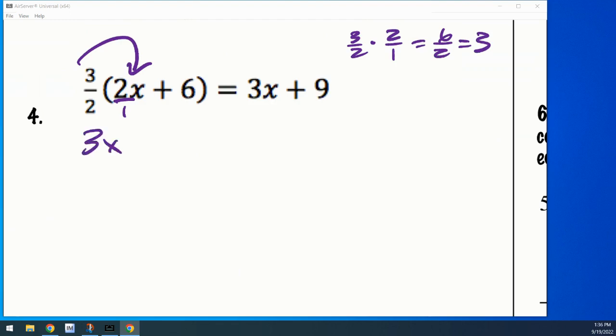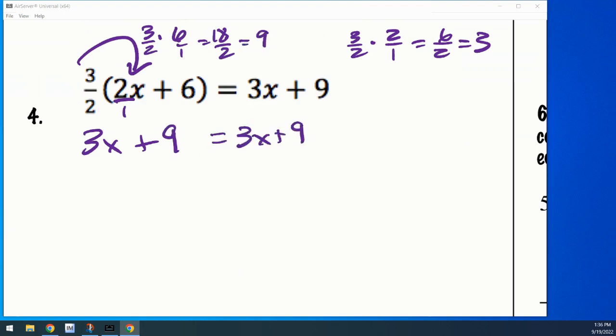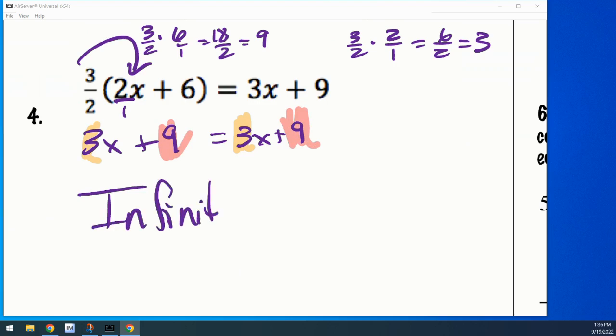So this gives me 3x plus, and then if I take 6 and I multiply it by 3 over 2, that gets me 18 over 2, which is 9. So plus 9 equals 3x plus 9. Look at that. My coefficients are the same. My constants are the same. So this is infinitely many solutions.